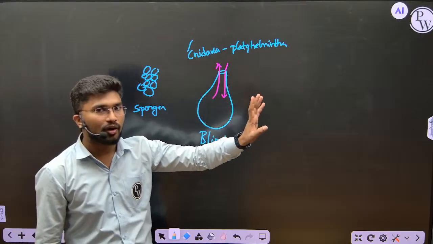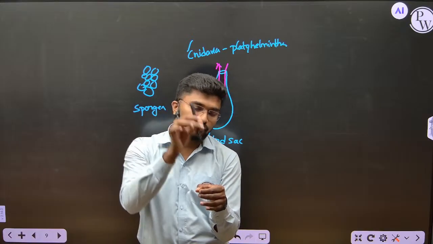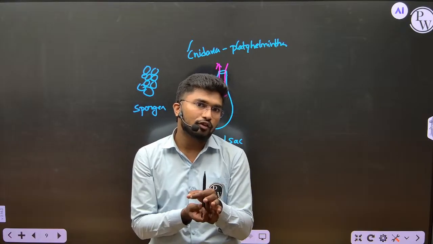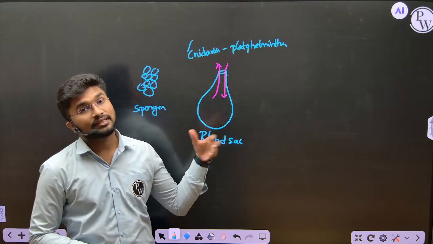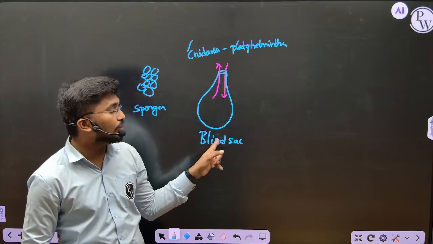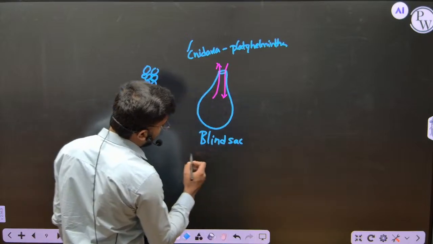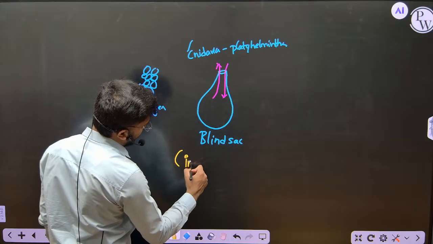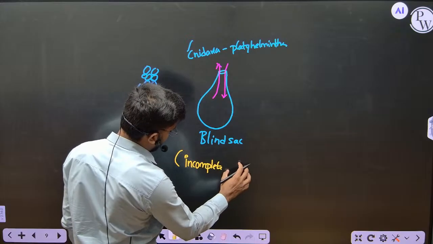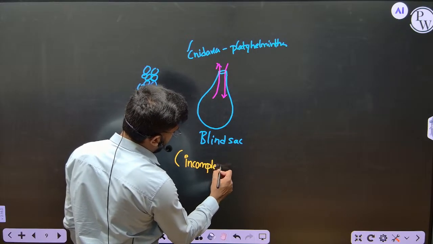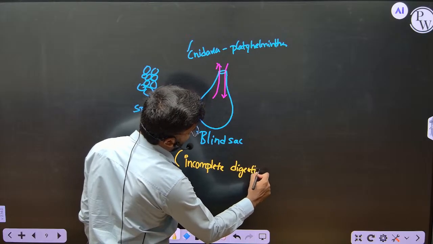If you see their body, generally they are having only one opening. Through that opening only food will enter. Through that opening only food will be released out. Okay, this kind of a digestive system, if any animal having this type of body plan, blind sac body plan, we will call it as incomplete digestive system.